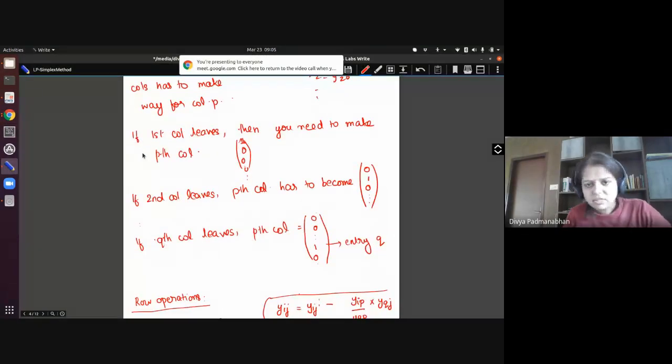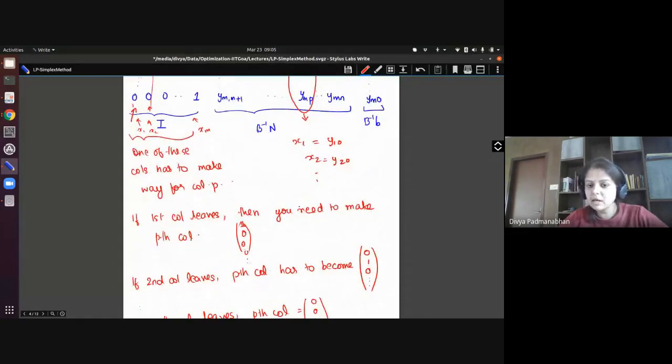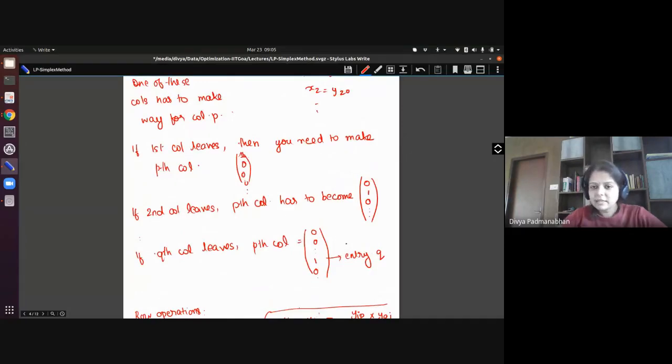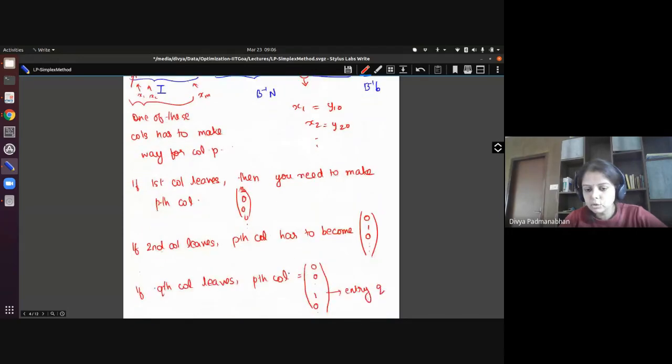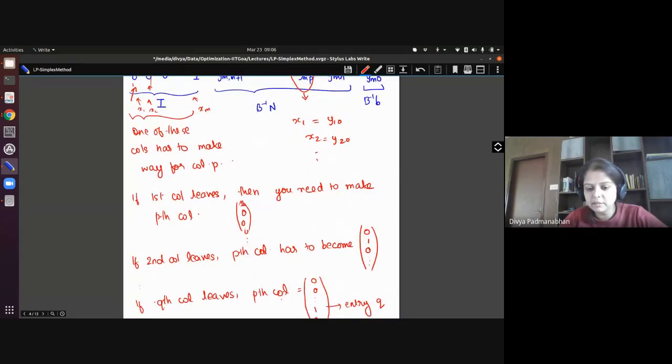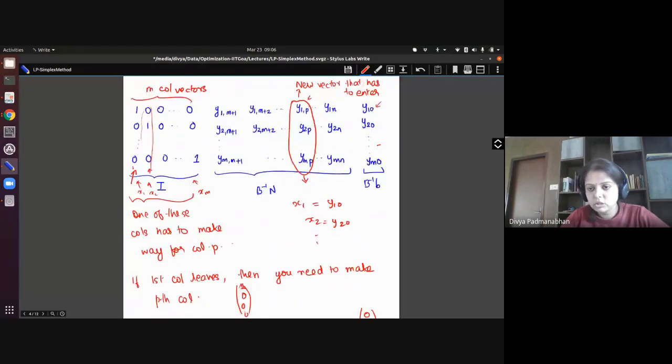So that's what this step is going to be all about. Let's just see how you do this. Suppose you're given this pair, how would you do this? That's just row operations. The qth column is going to leave and the pth column is going to enter. So the qth row of this tableau should be such that in the position of yqp, you want to make it a 1, and all the others you want to make 0. So how do you do that?